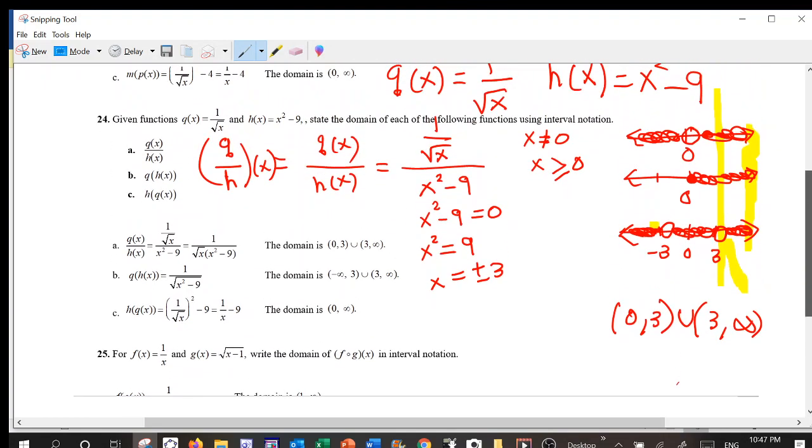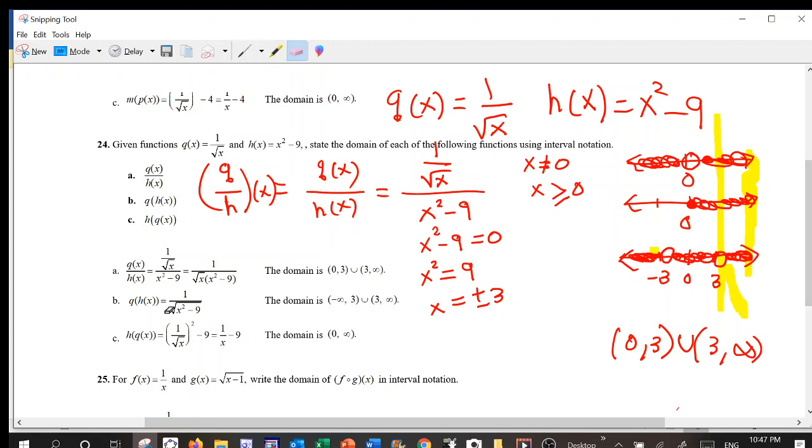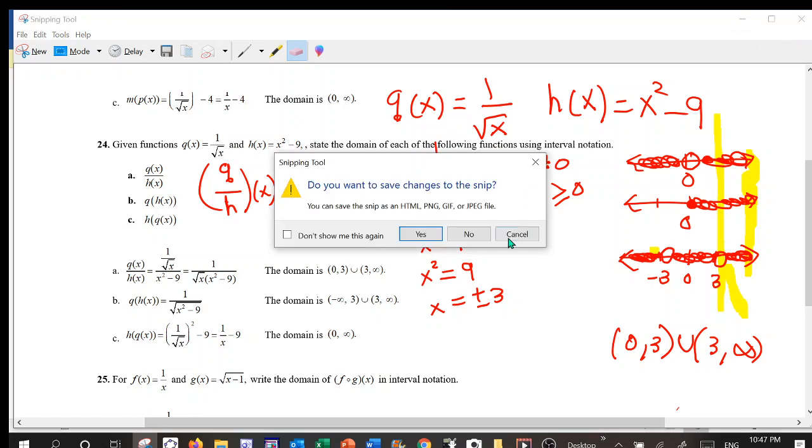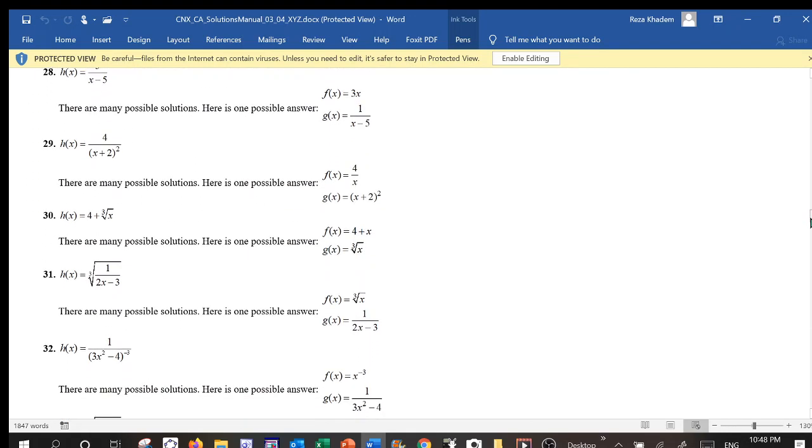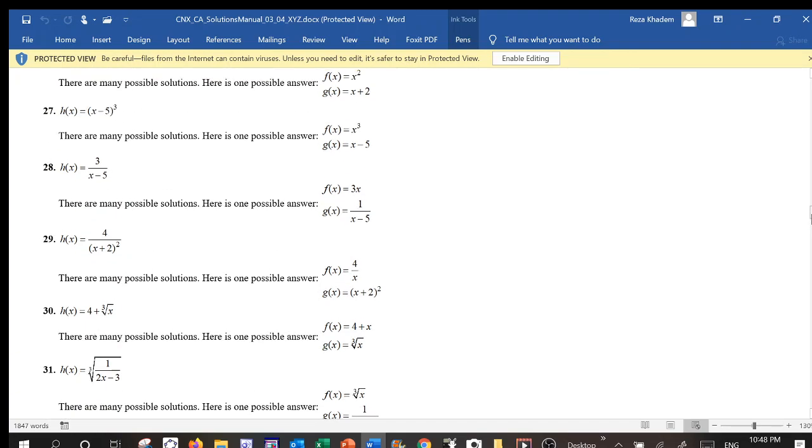Now, what about q of h of x? Well, I let you do that. I let you do these two. I did one of them for you. It's very similar. Don't simplify and then find the domain. Don't simplify and find the domain.